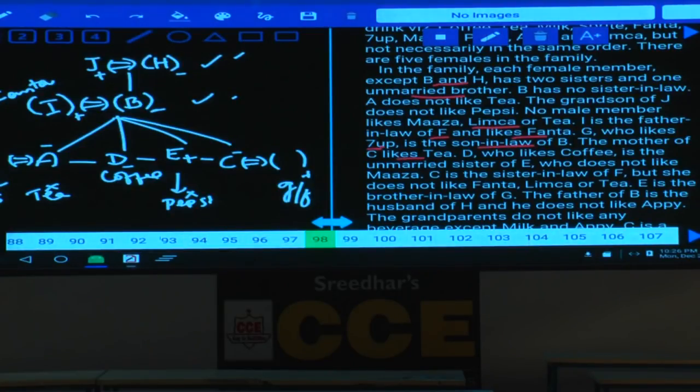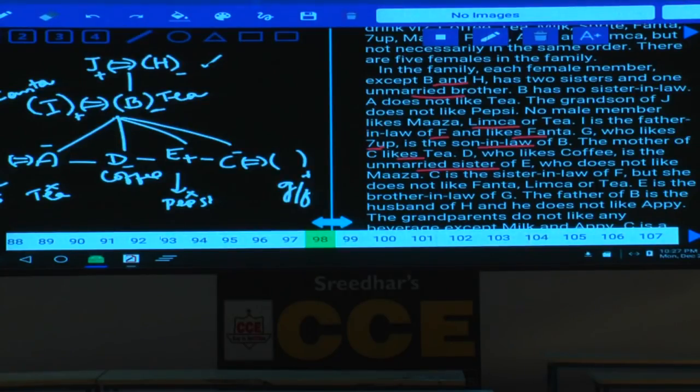The mother of C likes tea. Who is the mother of C here? B. B is the mother of C and this person likes tea. D who likes coffee is the unmarried sister of E. E does not like Maja. Anyhow, E does not like Maja because E is a male, and this person does not like Maja.